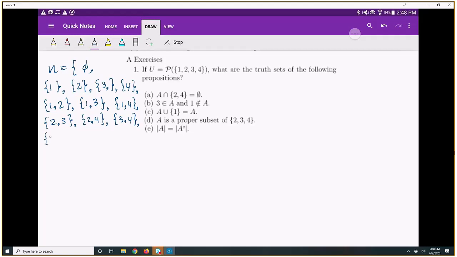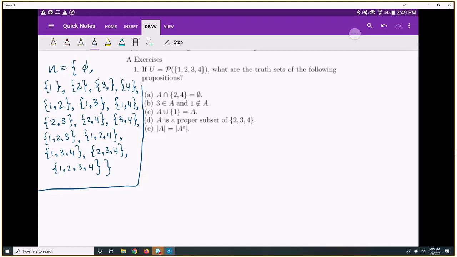And we have all of the triples, {1, 2, 3}, {1, 2, 4}, {1, 3, 4}, {2, 3, 4}. And then finally we have {1, 2, 3, 4}. We can double check if we got them all. There should be 16 elements here. And of course we do have them all. So now this I think will help us to find the truth sets for the propositions.